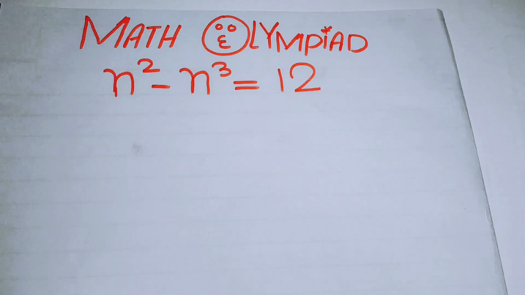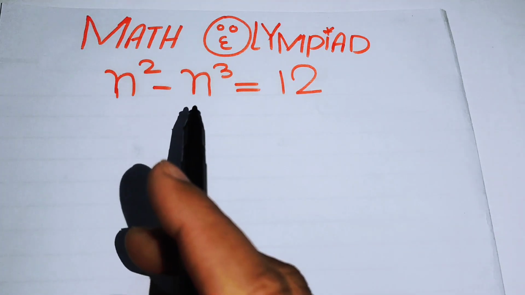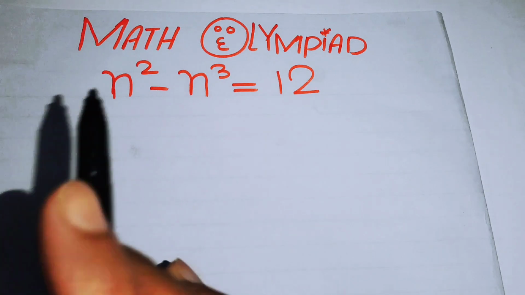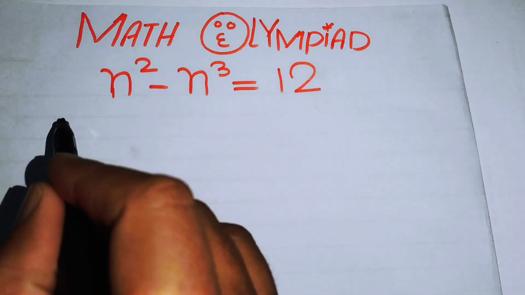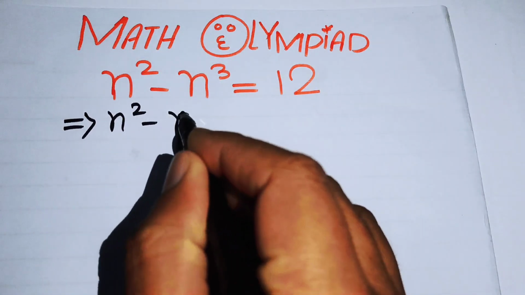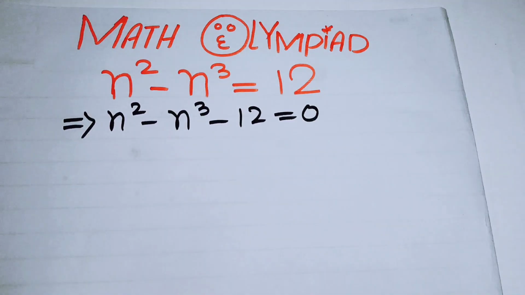In this video we are going to solve this nice math Olympiad algebraic challenge, and here we have n squared minus n cubed equals 12, and our aim is to find the values of n. So the very first thing we are going to do is move this 12 to the left-hand side and rewrite this equation as n squared minus n cubed minus 12 equals 0.